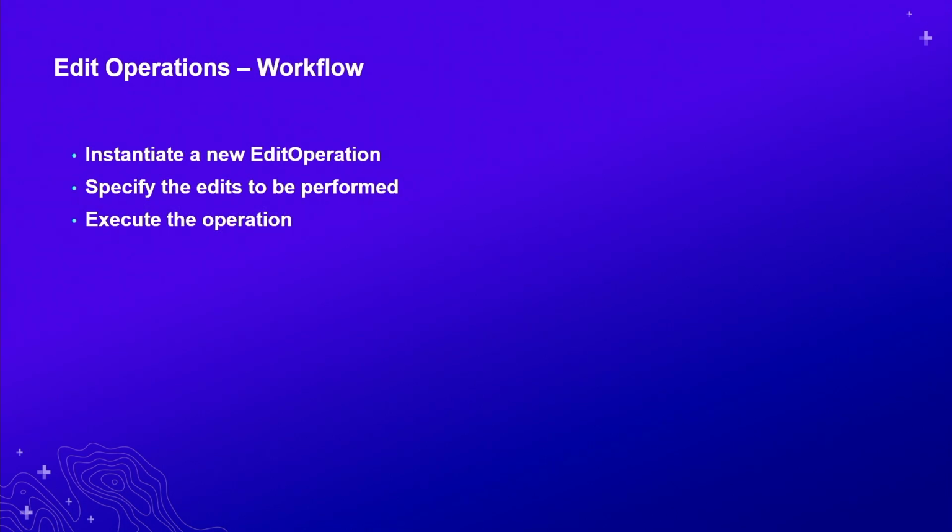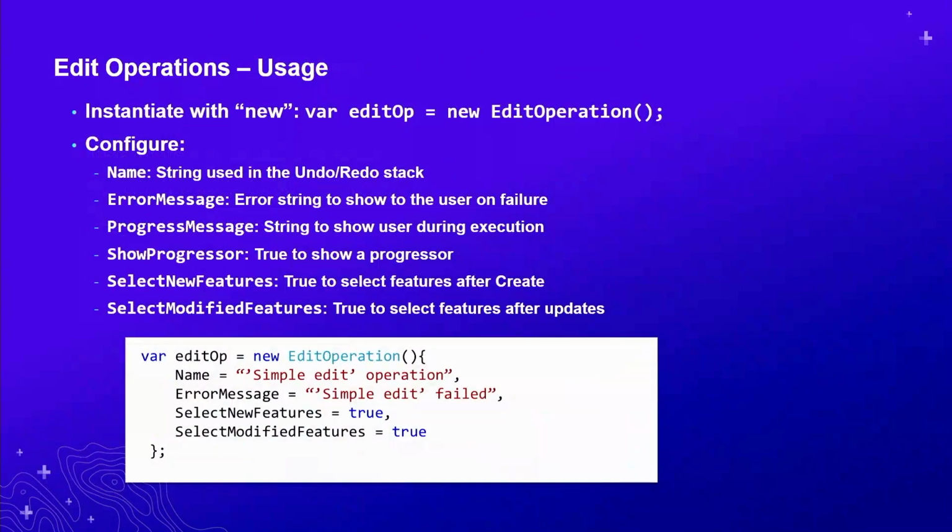The basic workflow is we create a new instance of it, and then we specify the edits to be performed. And this is really queuing up all the edits to be performed. And then we simply execute that operation. So we execute all those edits that we've queued up. And we'll go through these one at a time in the next few slides. So, instantiating a new edit operation is simply done with the new keyword, new EditOperation.